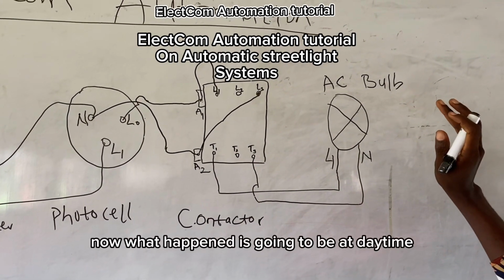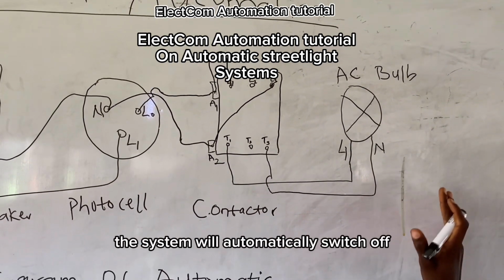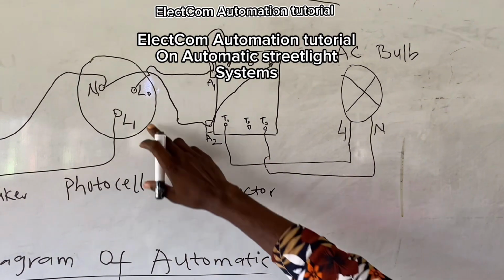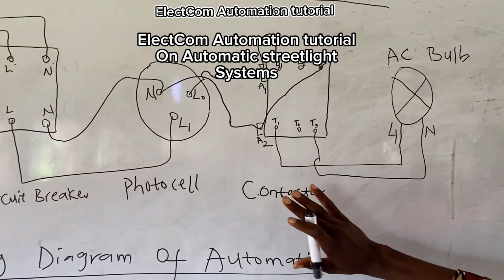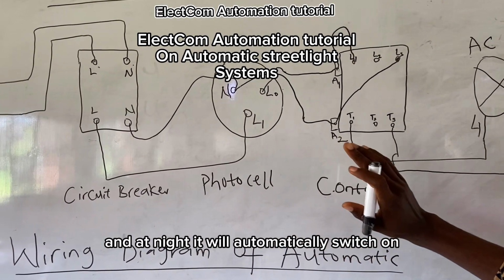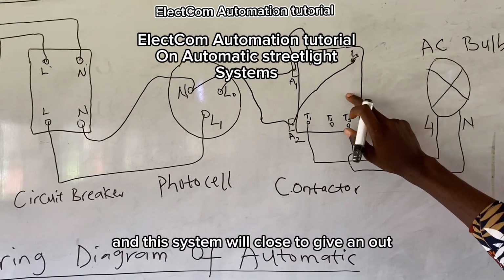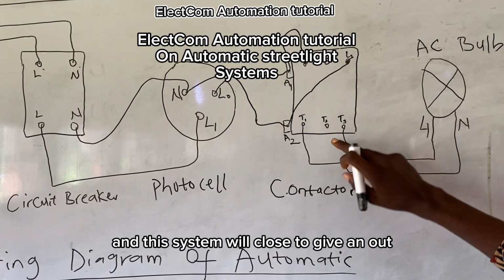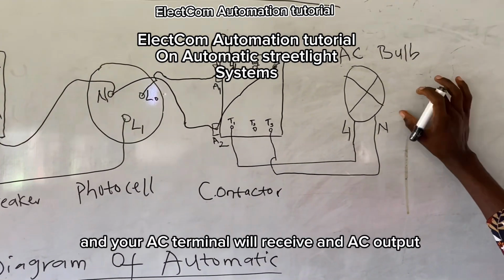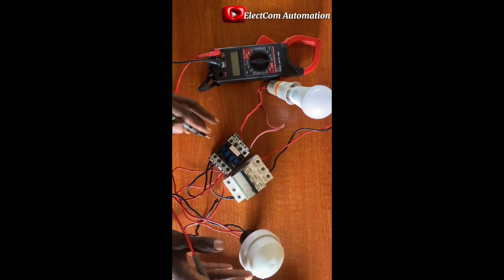Now at daytime, the system will automatically switch off, meaning that the circuit from the photo cell will remain open, and at night, it will automatically switch on, meaning that the circuit is going to be closed, and this system will give an output voltage, and your AC bulb will receive an AC output voltage. And now these are the physical components.